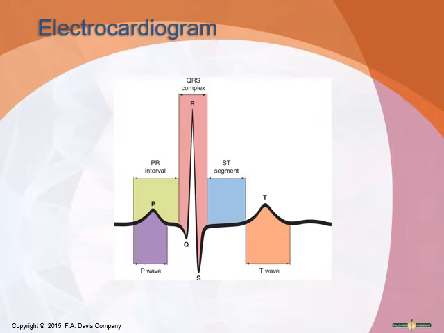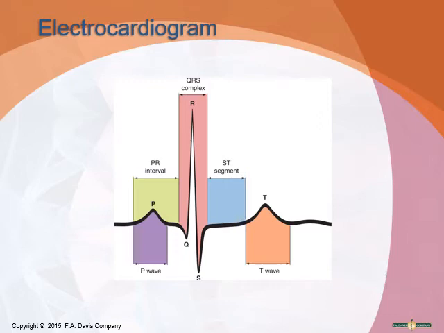So this is what a normal heart rhythm will look like. If the rhythm is not normal, it's called an arrhythmia. There's varying types and causes to arrhythmias. Let's walk through this picture and talk about what each part represents in this process of the electrical conduction.